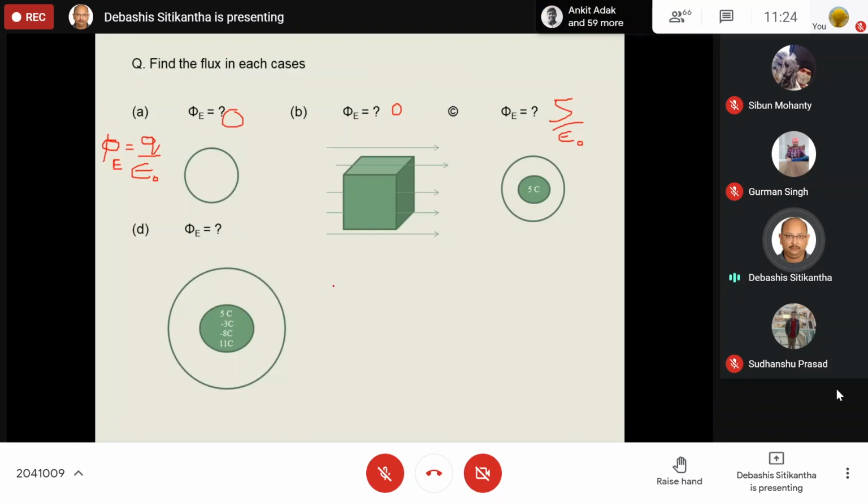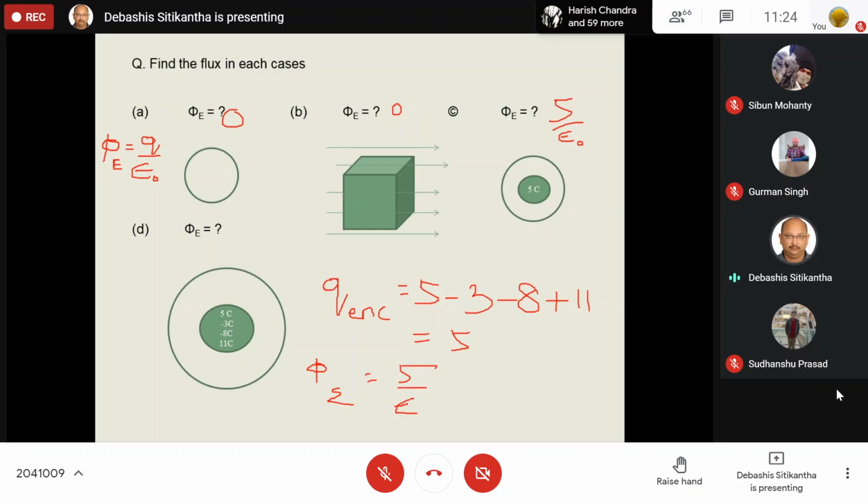Now, in this case, what is the Q enclosed? Let us see. So Q enclosed is equal to 5 minus 3 minus 8 plus 11. So 5 plus 11, it is 16, minus 11. So it is ultimately coming as 5, positive 5, right? So your phi E must be equal to 5 by epsilon 0. So absolutely correct. Very nice.